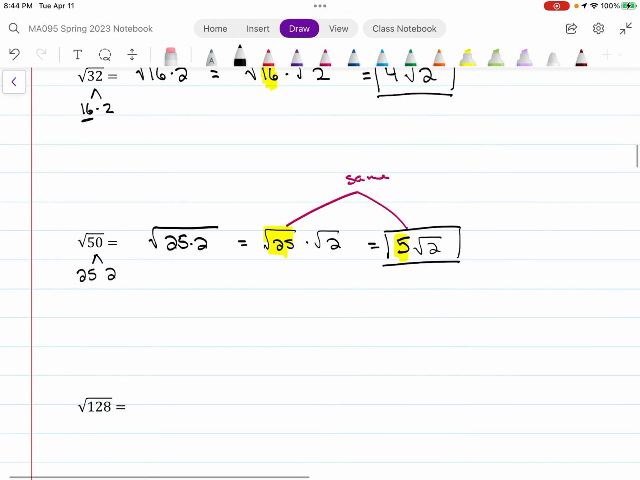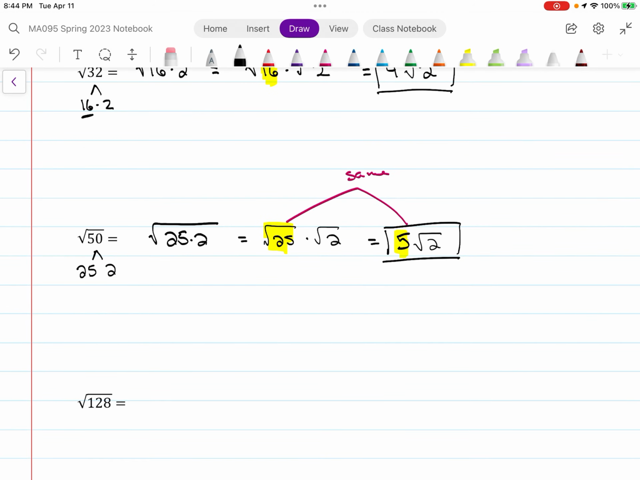All right, last one. In this section, see what you can do with that. All right, 128 is, look for a perfect square in it, and this is where knowing your perfect squares really comes in handy. 64 times 2. So this is the square root of 64 times 2. So that is the square root of 64 times the square root of 2. And I know that square root of 64 is 8. So 8 and square root of 2 doesn't simplify anymore, so 8 square root of 2.